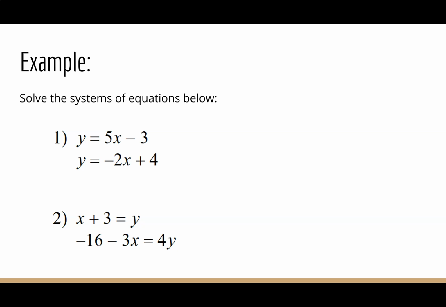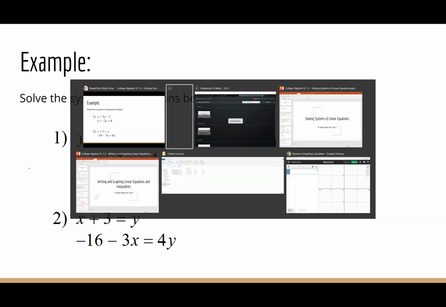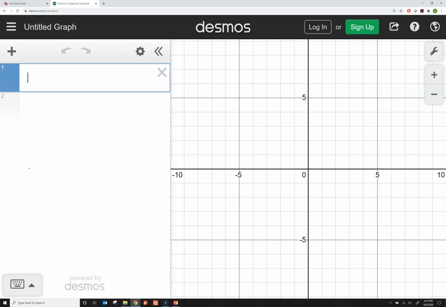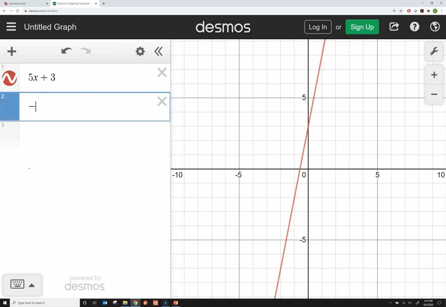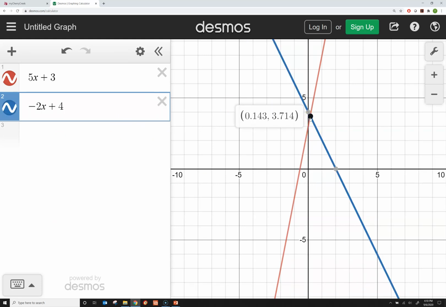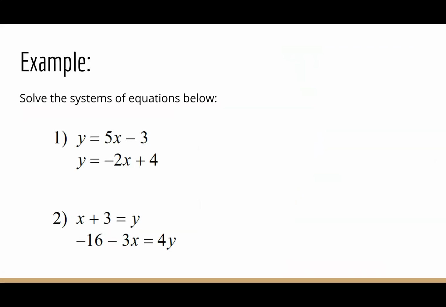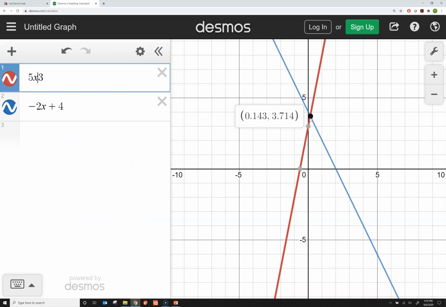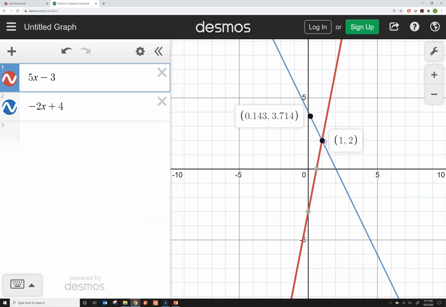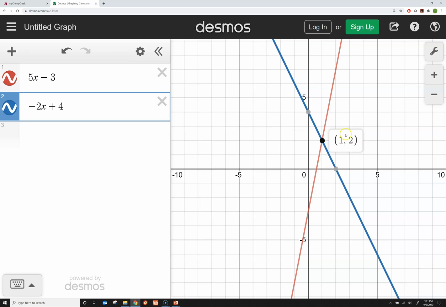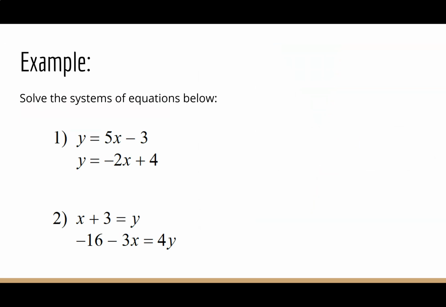y equals 5x minus 3, y equals negative 2x plus 4. So 5x minus 3 and negative 2x plus 4 on Desmos. And Desmos does a great job of giving us an answer right there. Let's see, did I do that right? 5x minus 3. Sorry, I wrote plus 3. All right, that's a better answer. So our solution is 1, 2. So Desmos can give you the answer in a very short amount of time.